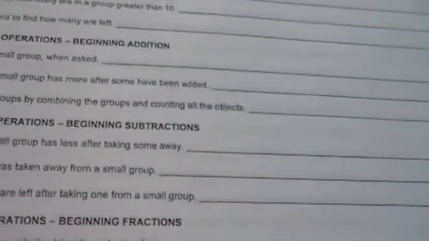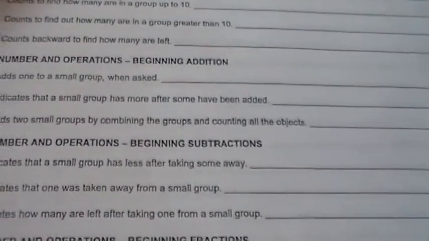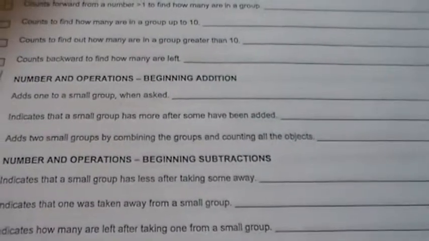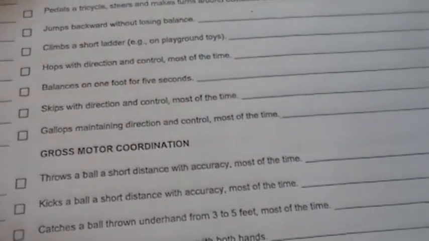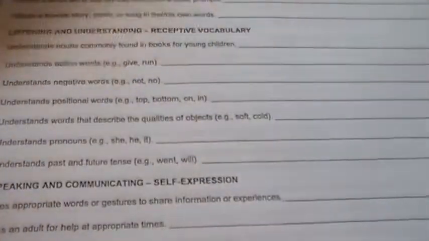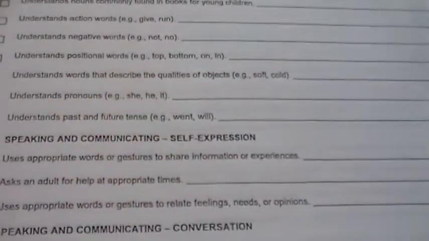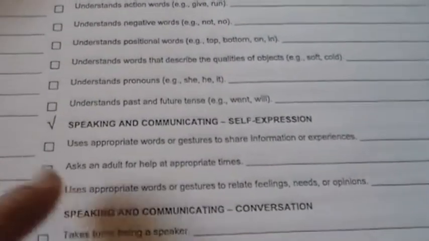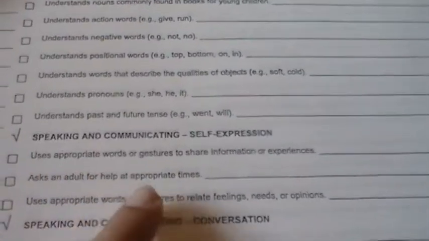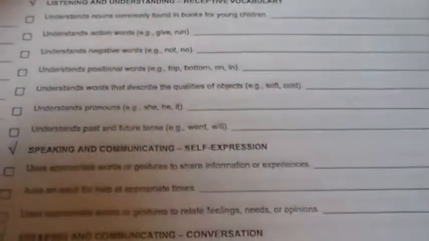These domains, for example, we have dramatic play, we have number and operation, beginning subtraction or beginning addition, we have measurement, time, gross motor activities or gross motor coordination. These domains have some examples of what the child can do. And if the child is doing something like this, you just document. It will guide you on what you should be writing about.